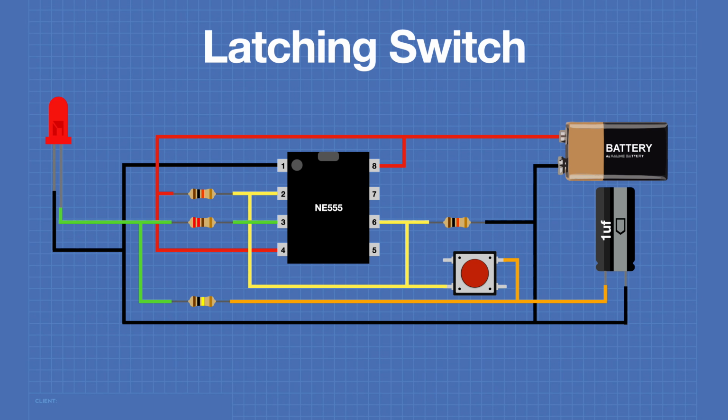The other side of the push button is connected to one side of the 1 microfarad capacitor and to a 100K resistor which feeds the output of pin 3 back into the capacitor to charge it. And the whole thing is powered by a 9-volt battery. So let's hook all of this up and go and take a look at our latching switch in action.